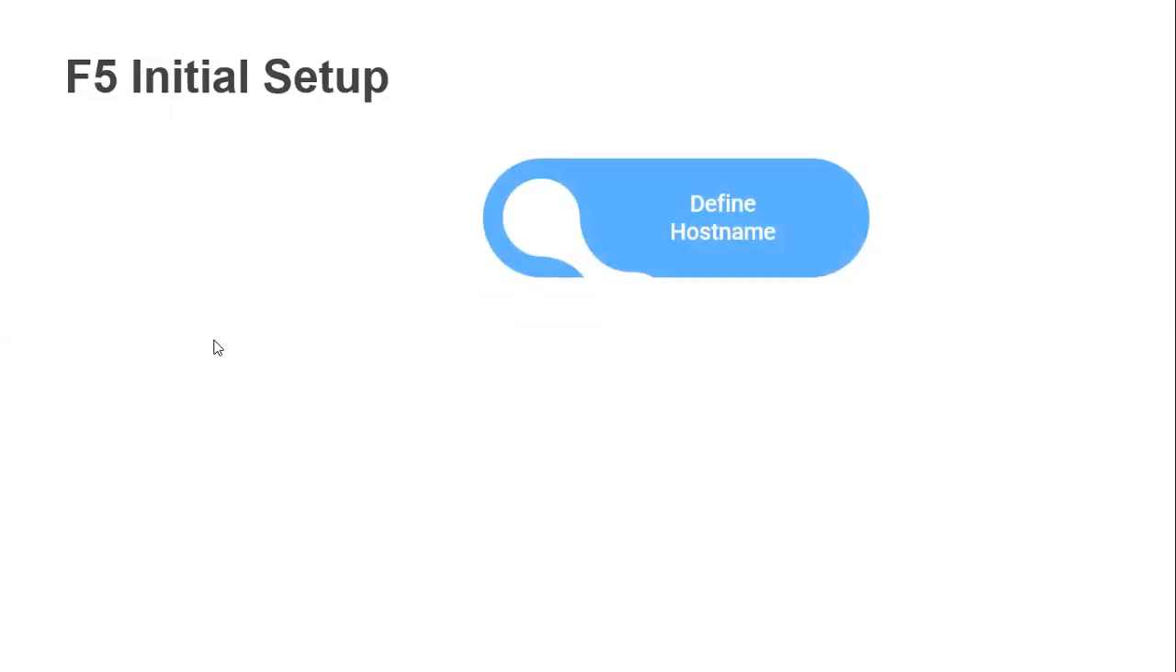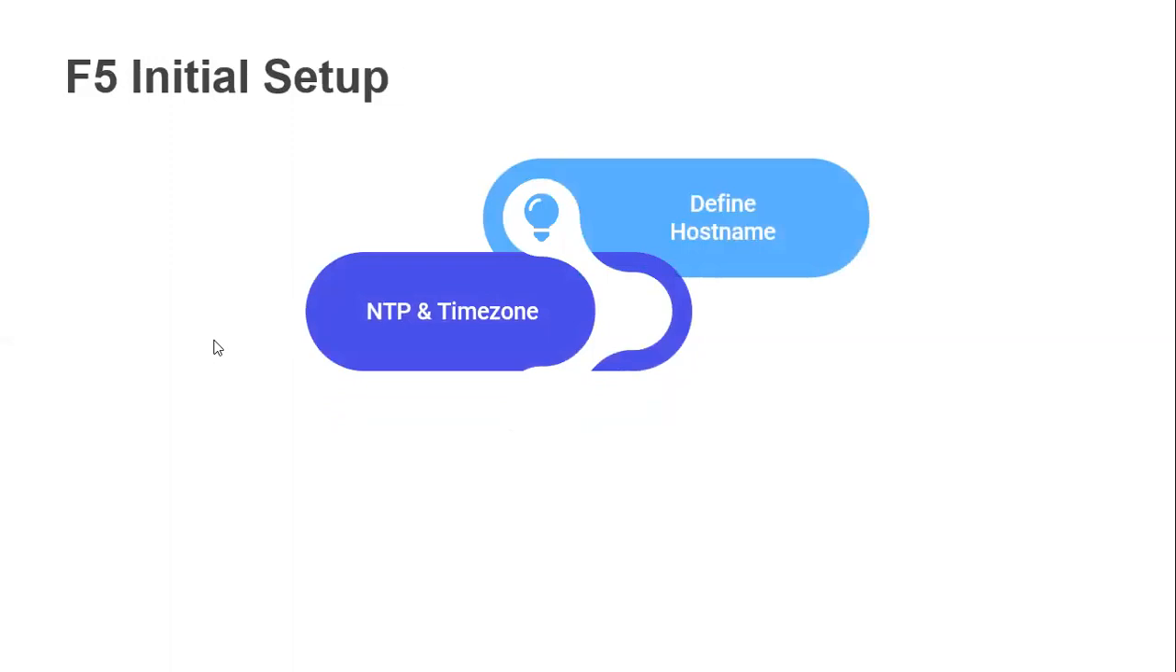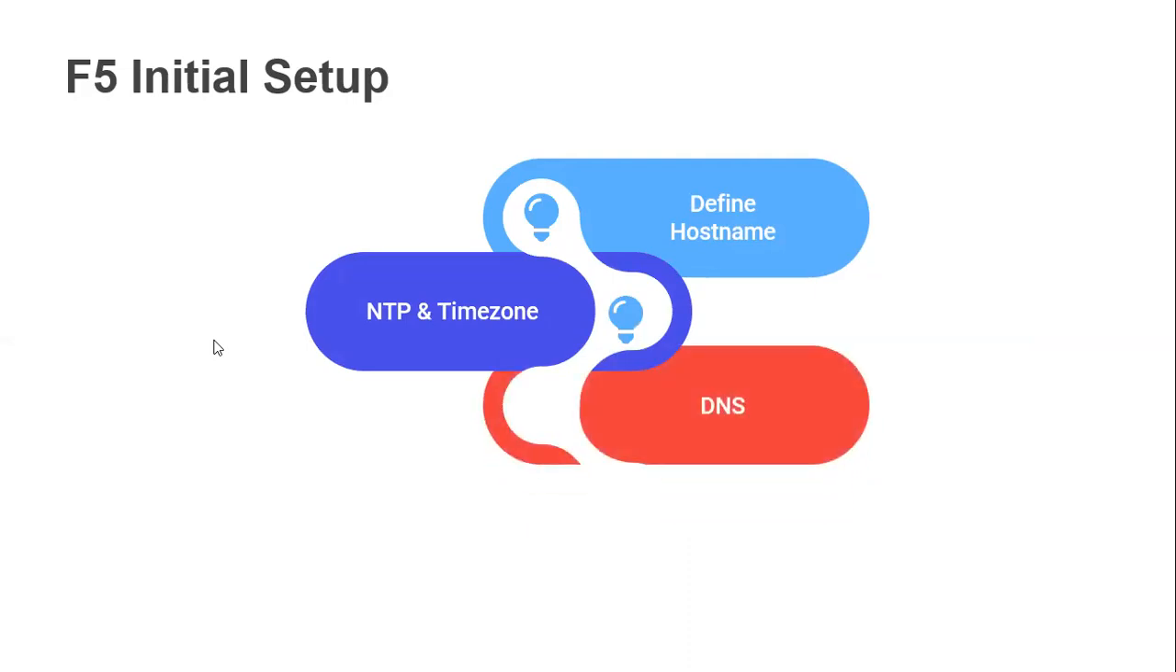So with this, let's get started and see what we are going to configure in this F5 setup initially. We are going to start with defining the host name of the device. Then we are going to configure the NTP and the time zone. After this, we are going to set up the DNS server on our F5. And then we are going to define the various self IPs and VLANs so that F5 can communicate to various other devices in our network.